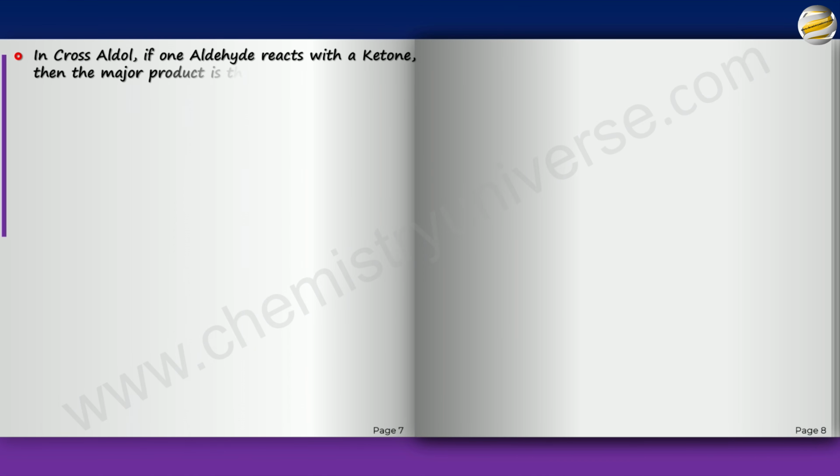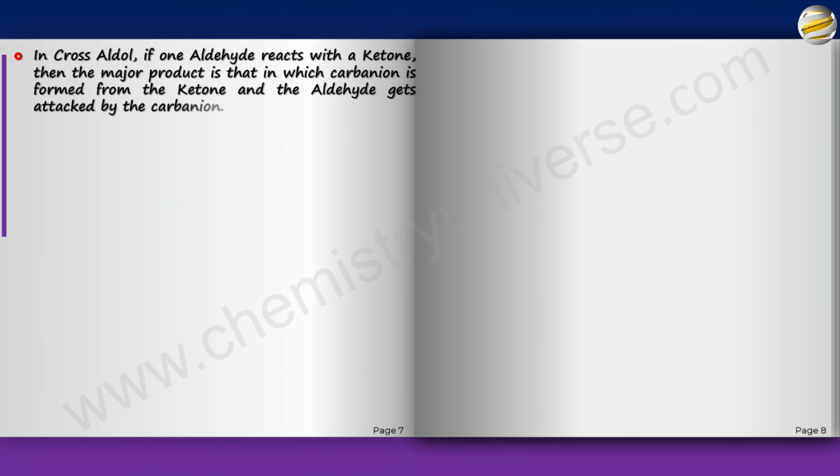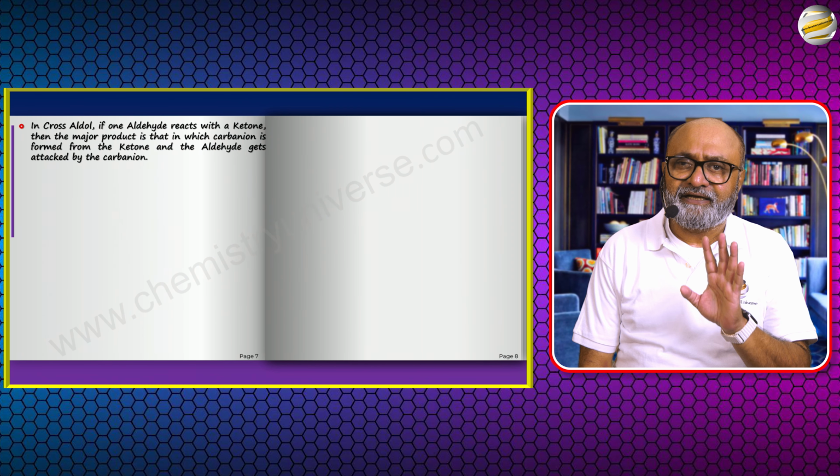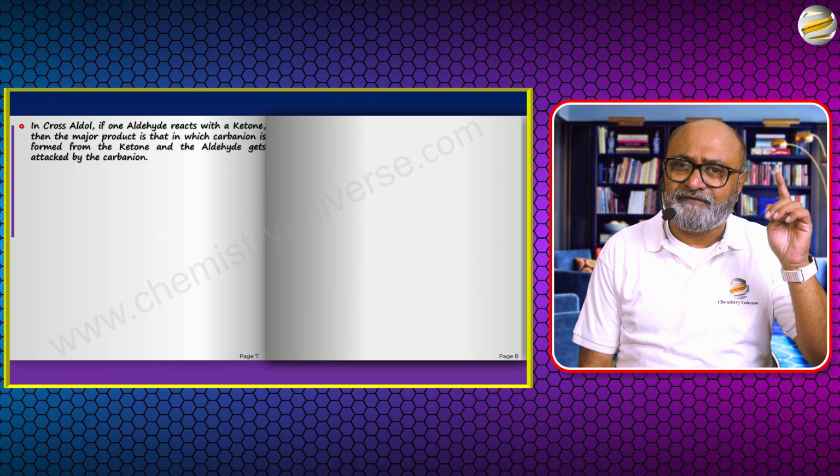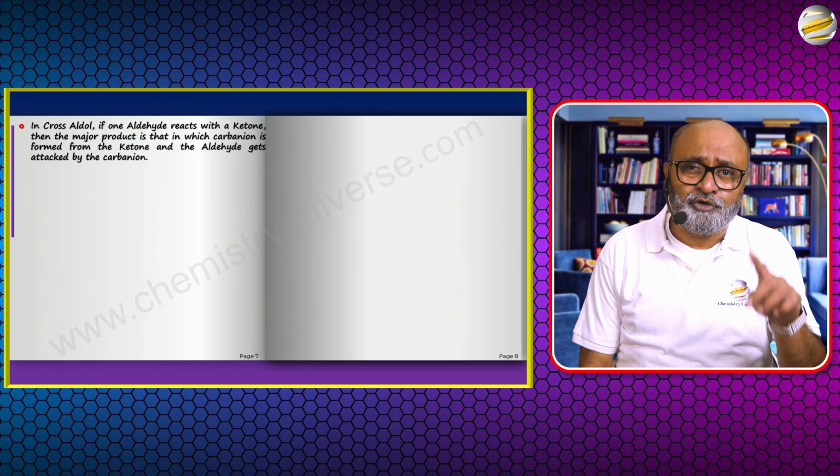Okay? So in cross-aldol, if one aldehyde reacts with a ketone, then the major product is that in which the carbonyl is formed from the ketone, and the aldehyde is the one that gets attacked by the carbonyl. Now what you need to understand is if I take a ketone and an aldehyde, assuming both have alpha H, the major product is the one where the alpha H is lost by the ketone, even though that H is less acidic.